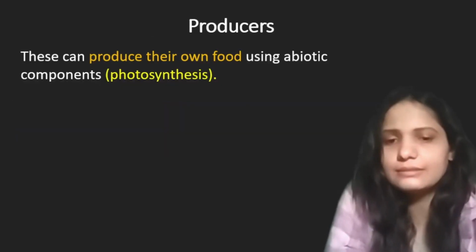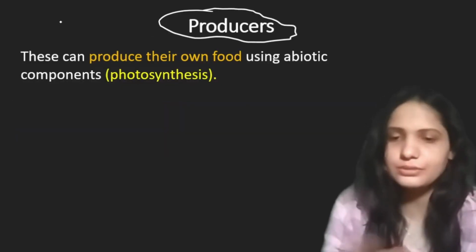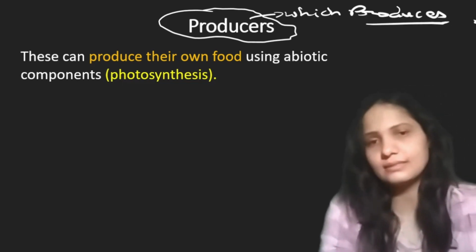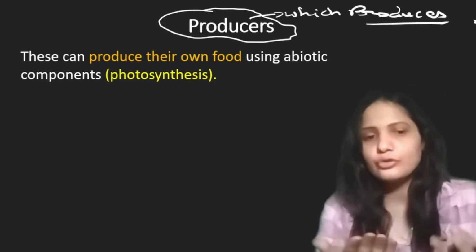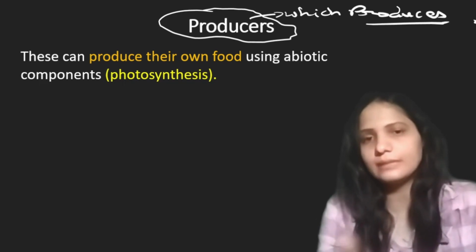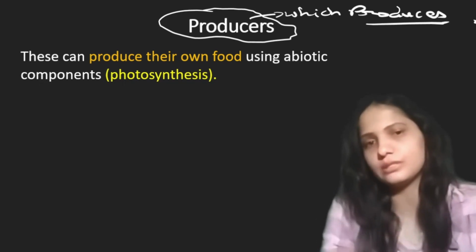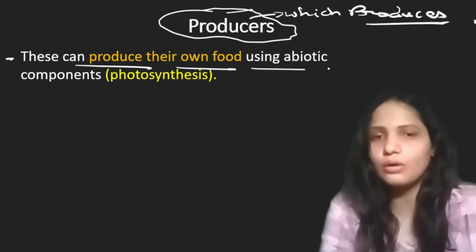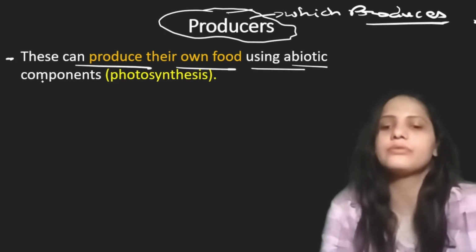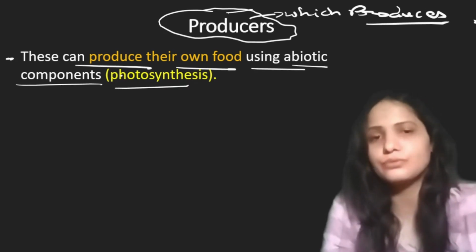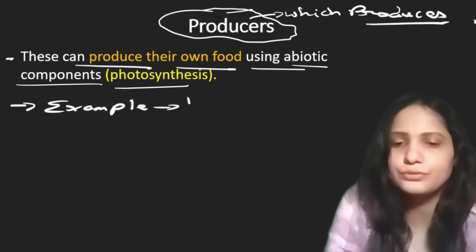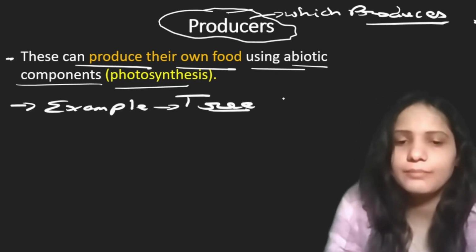If we see here the first, producers. Producers means which produces. Okay, and in this case we are discussing about nutrition. So they produce their food on their own. These are known as producers. So these are the organisms which can produce their own food using abiotic components, that is by the process of photosynthesis. We have the best example of producer, that is tree, plant.